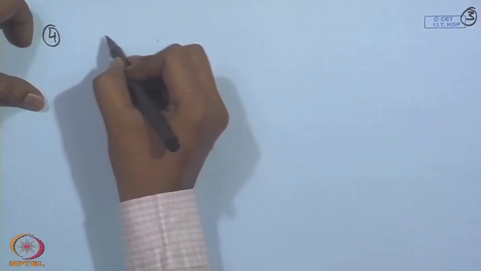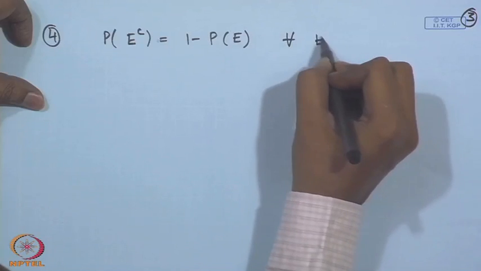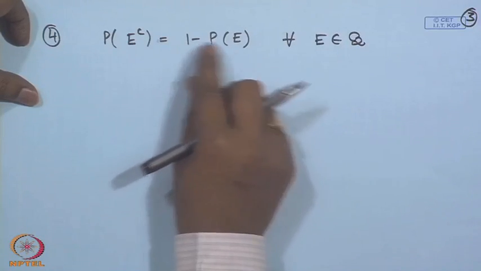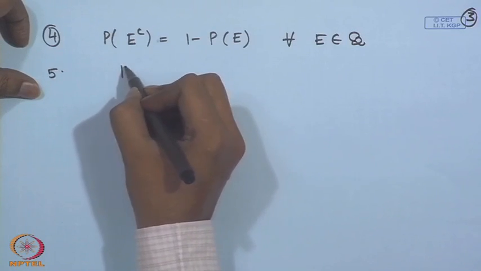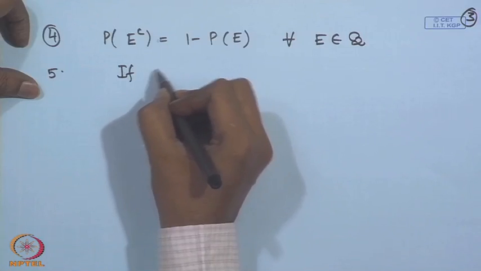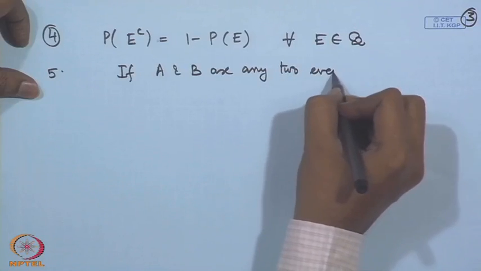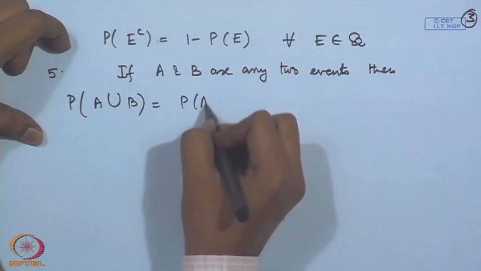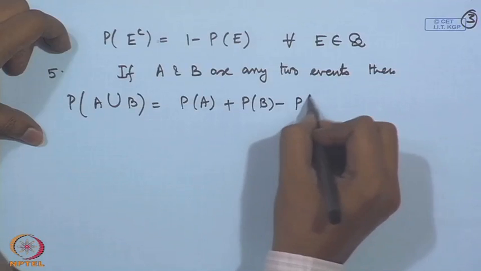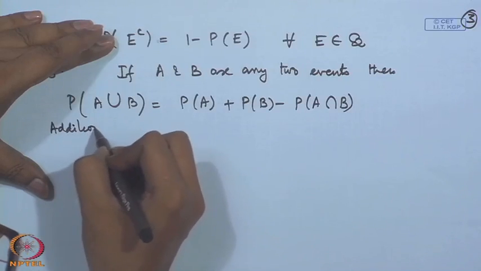Some simple consequences you can see: probability of E complement will be equal to 1 minus probability of E for all E. That is, the probability of the complement is 1 minus the probability of the original set. Similarly, if A and B are any two events, then probability of A union B is equal to probability of A plus probability of B minus probability of A intersection B. This is actually called the addition rule of probability.